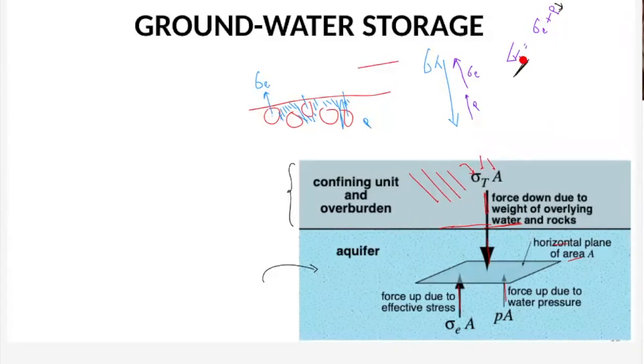Is it making sense? So if it is independent, sigma T is the same, your water pressure P is decreasing, then your effective sigma should increase to maintain the balance. Is it making sense to everyone? Total sigma T will not change, right? Because it has nothing to do with the aquifer. It is the total thing that is lying above the aquifer. So that is never going to change, right?